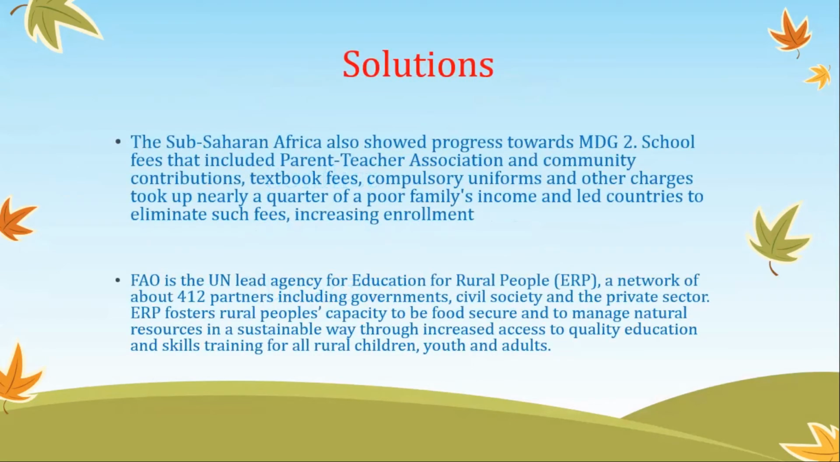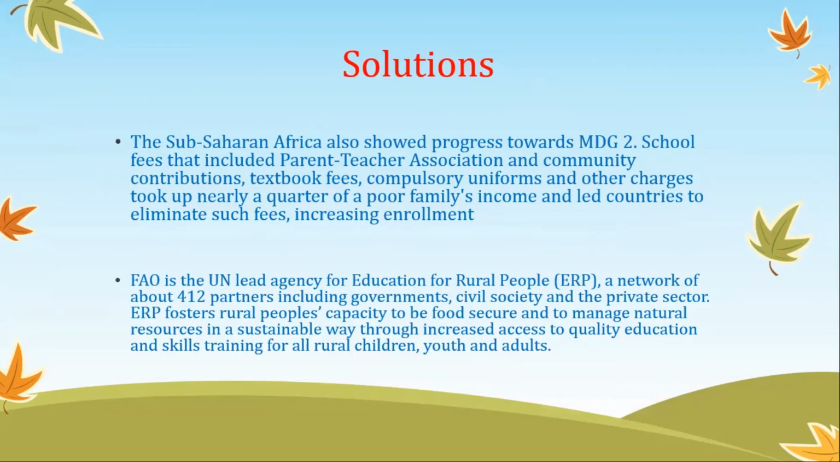As for MDG solutions, sub-Saharan Africa also showed progress towards MDG 2. School fees that include parent-teacher association and community contributions, textbook fees, compulsory uniforms, and other charges took up nearly a quarter of a poor family's income, and this led countries to eliminate such fees, increasing enrollment.